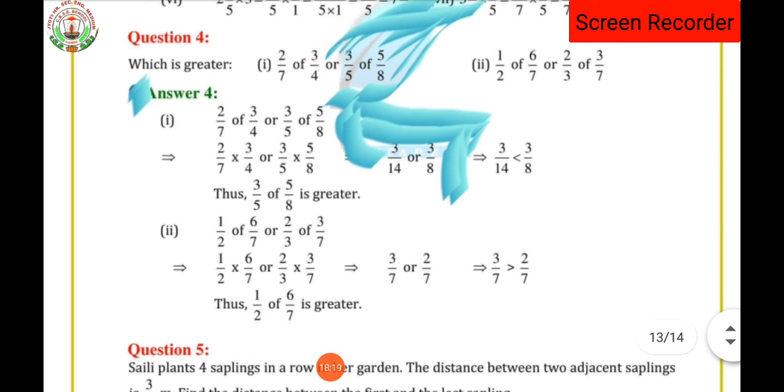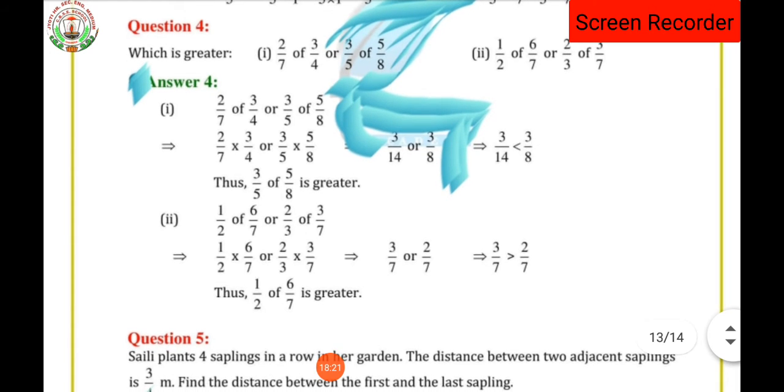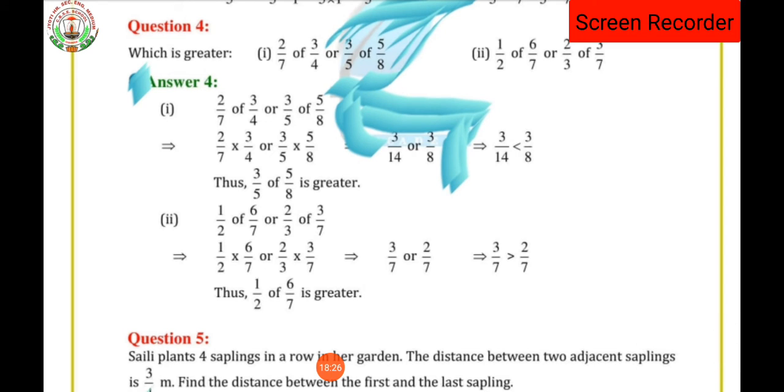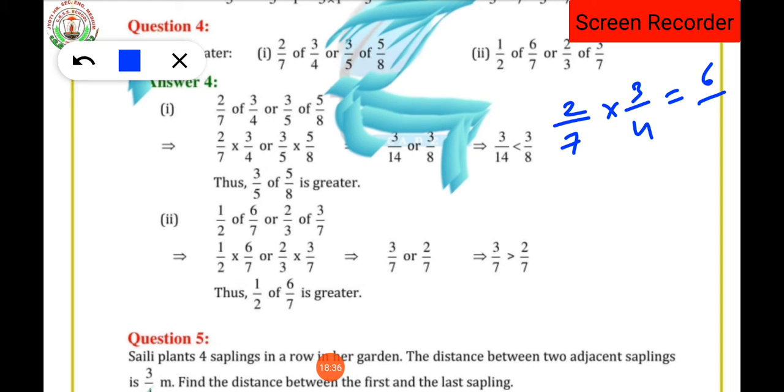Question number 4. Which is greater: 2/7 of 2/7 of 3/4? Here "of" means multiplication, so 2/7 of 2/7 of, that means into 3/4. So it will become 6 upon... since in this question it is said "of", isn't it? Here between "of" and again "of" is there. So 24 and 28. So 7 into 4 will be 28.